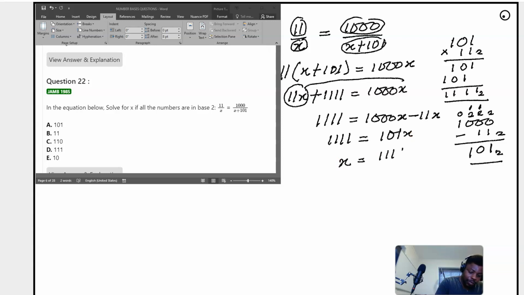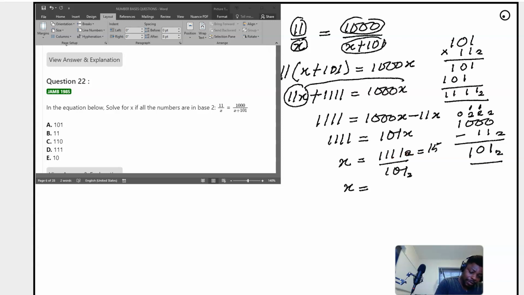We are looking for x, so we can divide through by 101. So 1111 divided by 101. Now, in this case, for division, you can always convert to base 10. Remember, they are both in base 2, right? So let's convert this one. 2 times 1 is 2, plus 1 is 3; 3 times 2 is 6, plus 1 is 7; 7 times 2 is 14, plus 1.